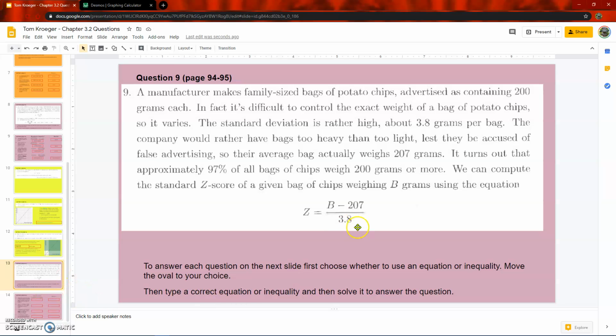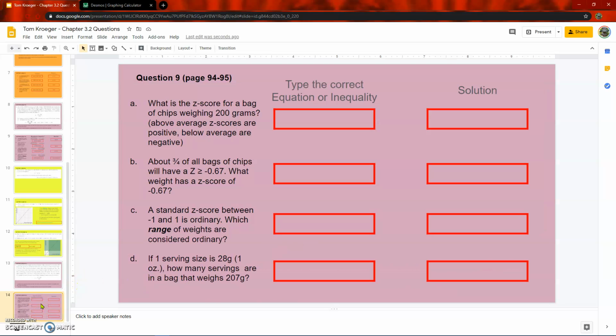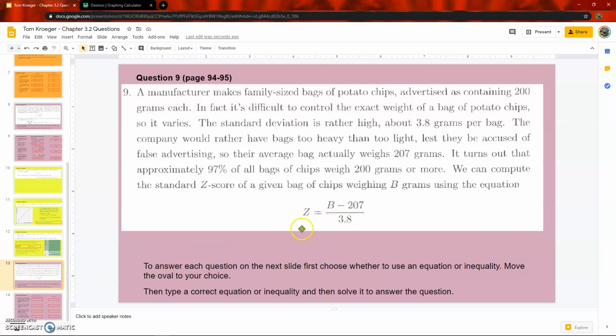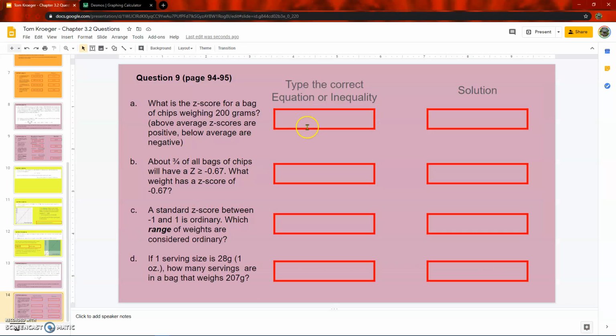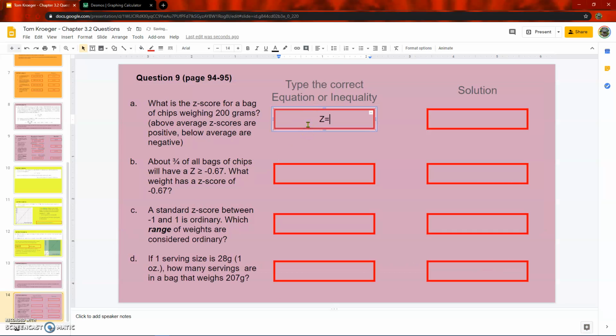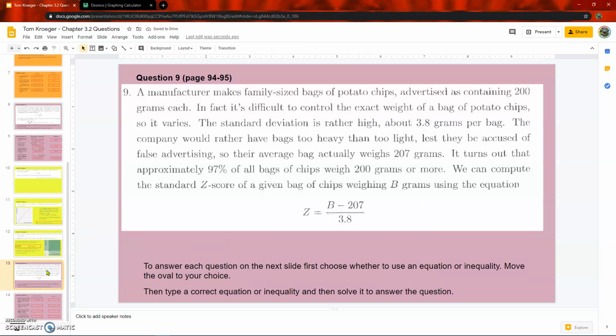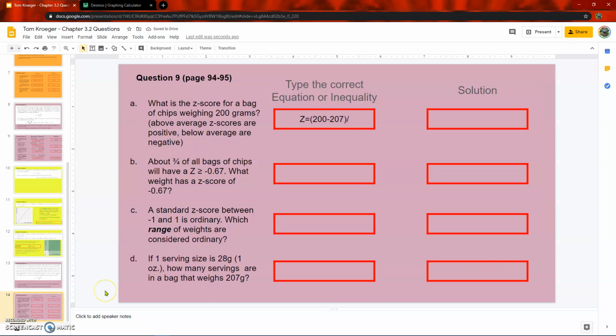Okay, another Z formula. This one's about potato chips. Same idea. Do we have an equation or an inequality? What is the Z score for a bag of chips weighing 200 grams? Okay, 200 grams, we just take our formula. Z equals 200 minus 207 divided by, what was our number again? Always go back and check if you're not sure. 3.8.